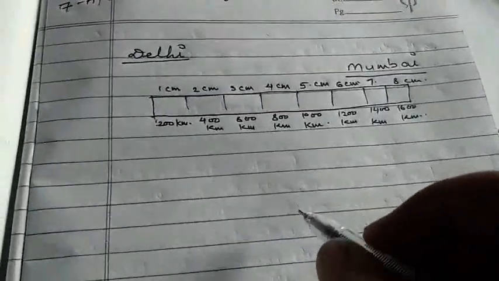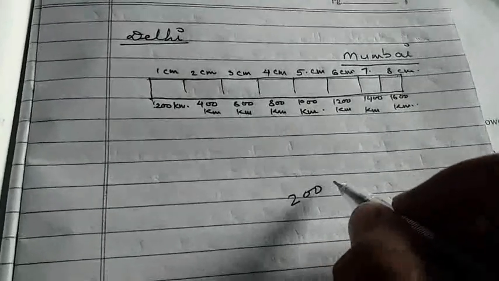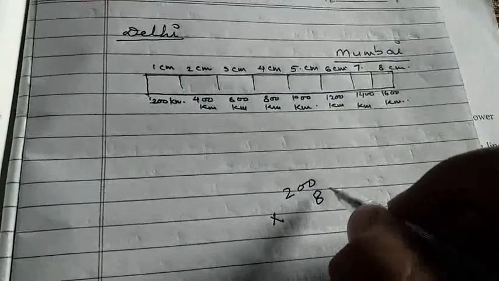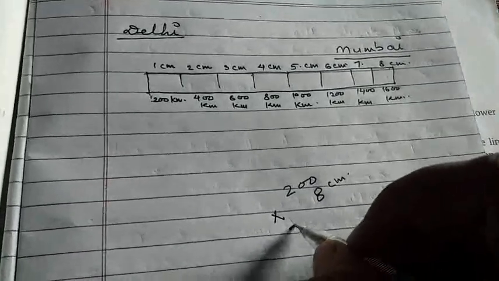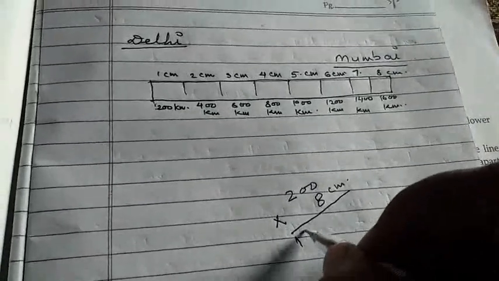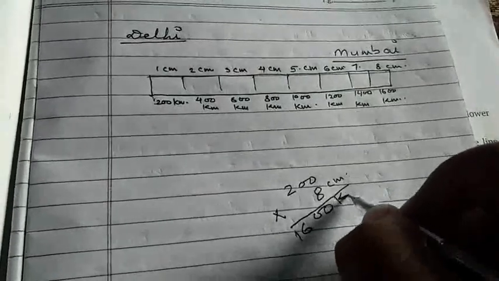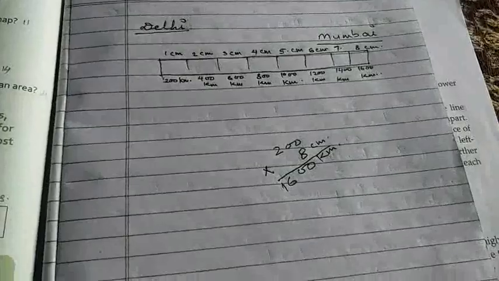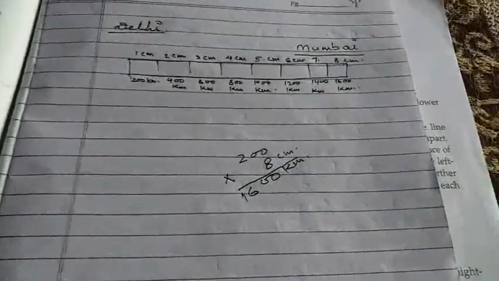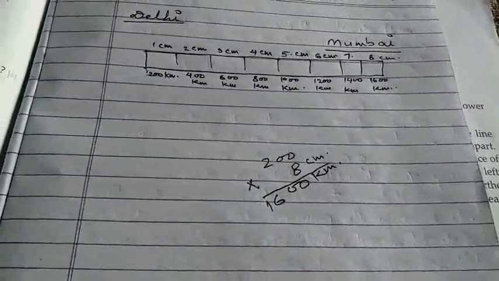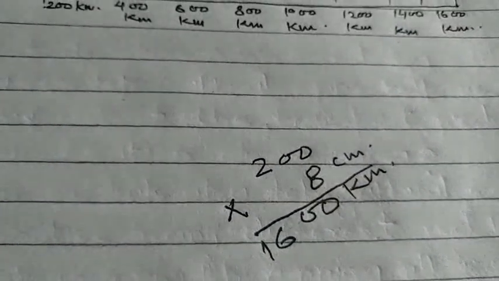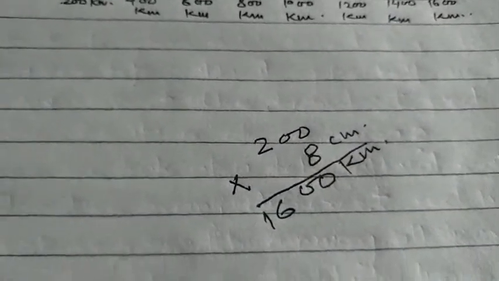See here, children, 200 into 8 centimeter. Now it will be 1600 kilometer. So from Delhi to Mumbai, on the scale it is 8 centimeter, but the actual distance from Delhi to Mumbai is 1600 kilometer, and it is almost the same.